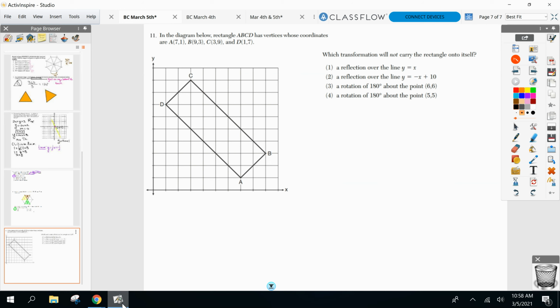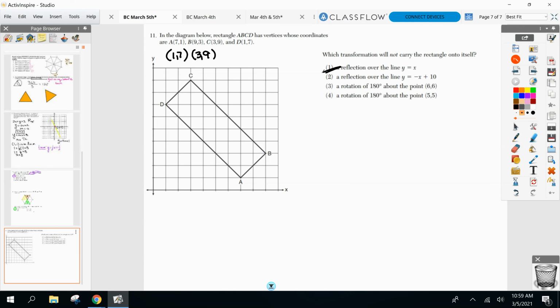So A would become what? 7, 1 would become 1, 7. Anybody want to tell me something about 1, 7? It's already there. So watch what happens too. 9, 3 becomes 3, 9. What do you know about 3, 9? It's already there. And if I do the same thing for C and D, am I going to get the same rectangle back? Darn right I am. So that will carry it onto itself.